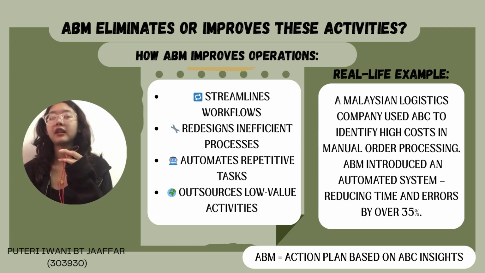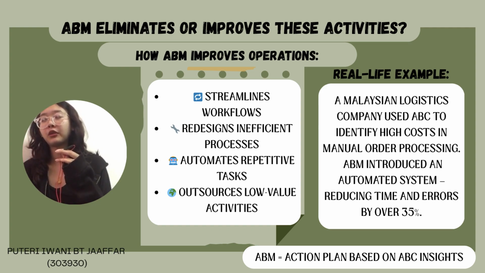The first one is streamlining workflow. This means that ABM looks for ways to make processes faster and simpler, removing unnecessary steps. If customers complain about having to go through 5 departments before the issue is solved, ABM might reduce it to 2, which will save time and reduce confusion.